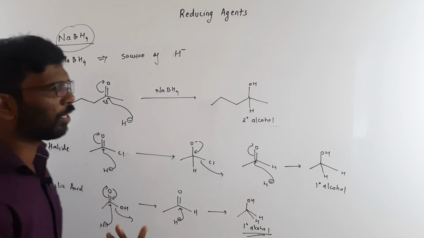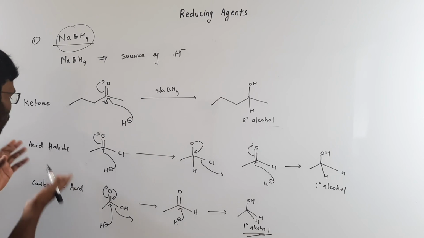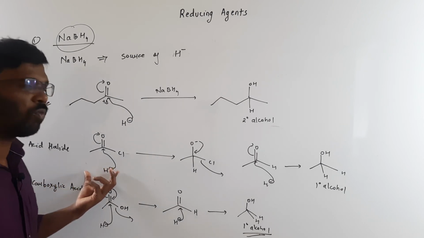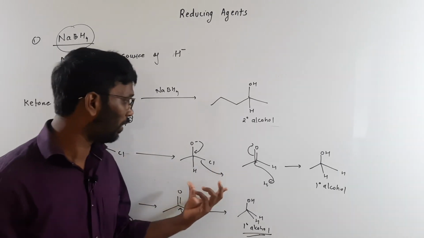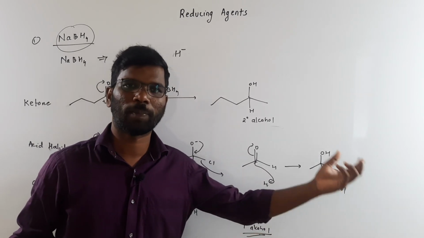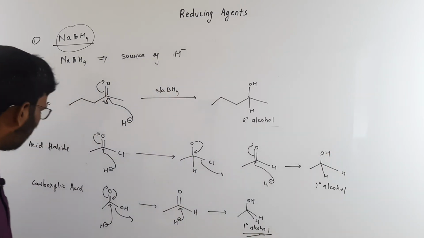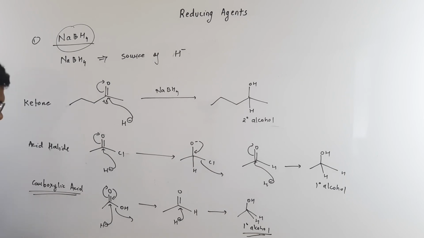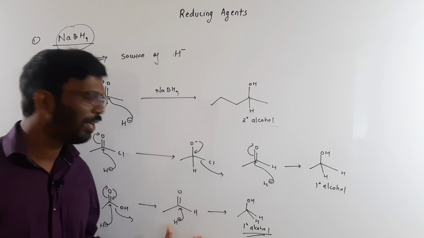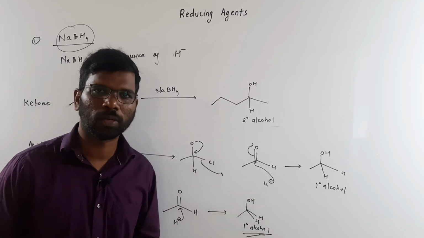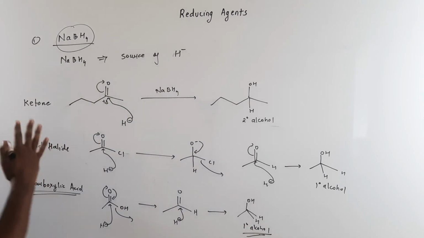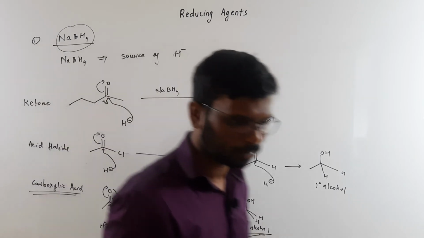And one more thing you have to keep in mind: if it is an acid halide and you are using just 1 mole of sodium borohydride, only once, then it will change to an aldehyde, and one more time you have to use it to convert it to the primary alcohol. The same thing applies to the carboxylic acid. If you are using just 1 mole of sodium borohydride, then it will change to an aldehyde. If one more time you add sodium borohydride, then it will change to the primary alcohol. So this is the thing about the reducing agent sodium borohydride.